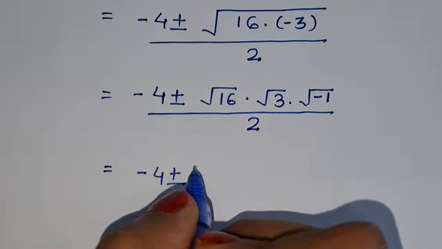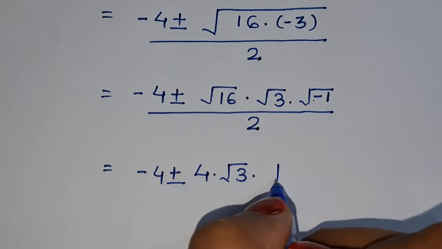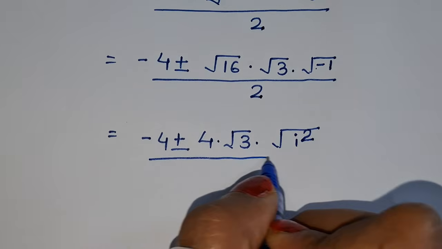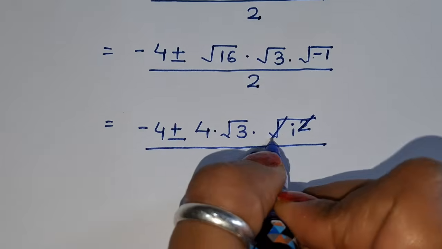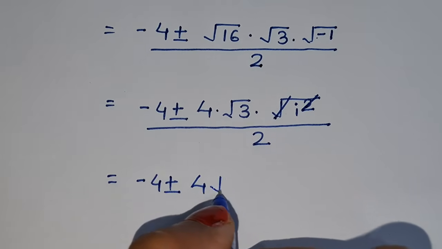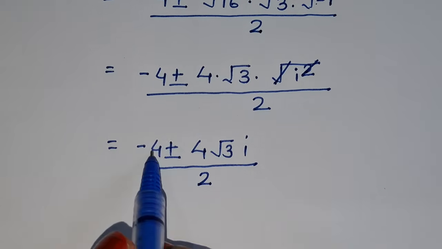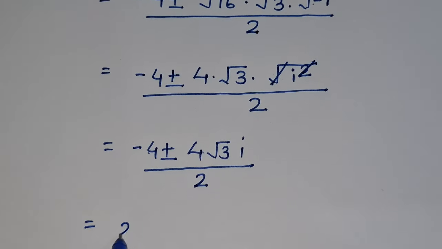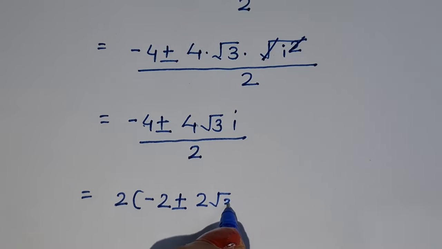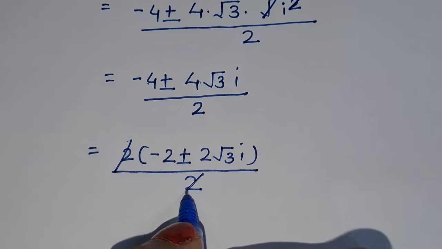The value of square root of 16 is 4, times square root of 3, times square root of minus 1. We know that minus 1 is i square, so square root of i square divided by 2. Now the square is cancelled with the square root here. Minus 4 plus minus 4 square root of 3 i, divided by 2. Now we can take common here too. So we take 2 common: minus 2 plus minus 2 square root of 3 i, divided by 2. Now this 2 is cancelled with this 2.